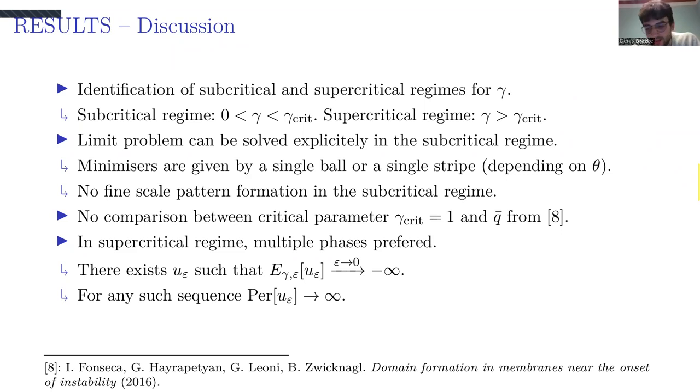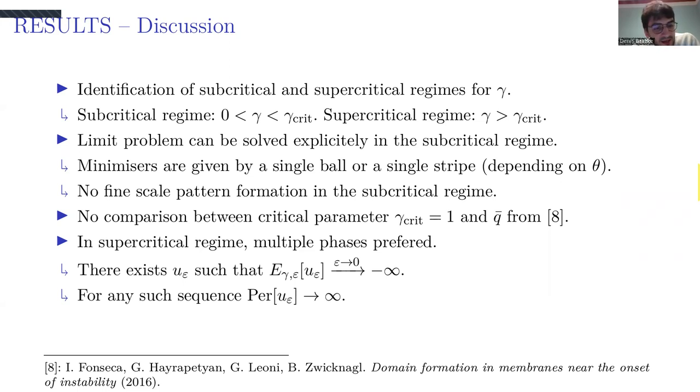Going to the sharp interface limit is not enough, so there is no direct comparison of the sharp and diffuse interface limit. The sharp interface limit seems to be a simplification, and too much of a simplification in that. I will not go into details of how we show that this is possible, but basically, if we assume that the critical parameters in both models are the same, then this Q bar from the Fonseca et al. paper has to be negative, which contradicts their main result.